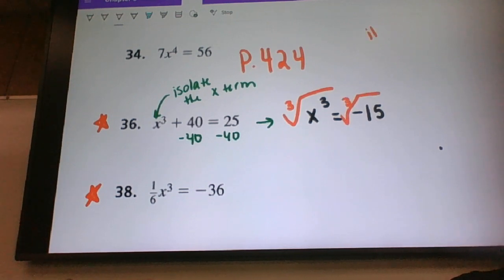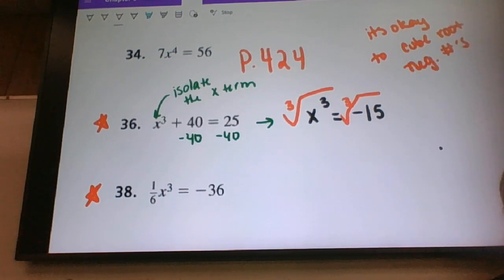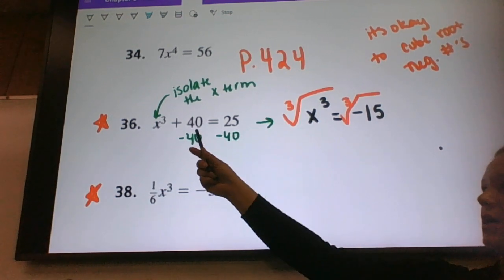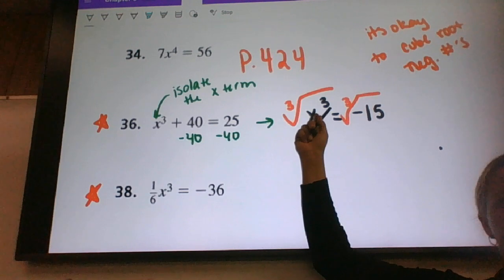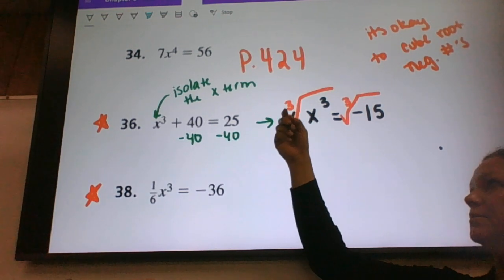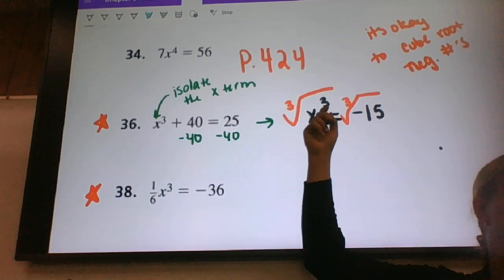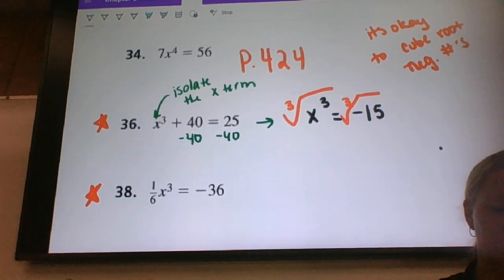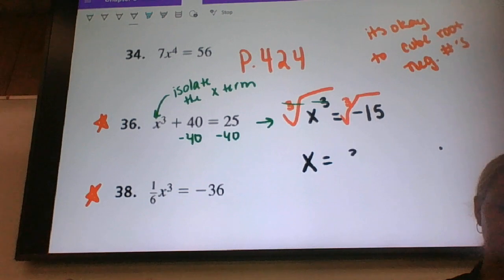And it's okay to cube root negative numbers. Okay? We don't need an imaginary here. So it's cool. Cube rooting and a power of 3 are perfect inverses. It's like saying I'm plusing 3 and minusing 3 at the same time. They cancel. So this just cancels everything out, and I have x by itself is the cube root of negative 15.